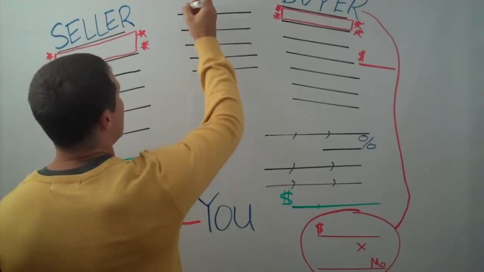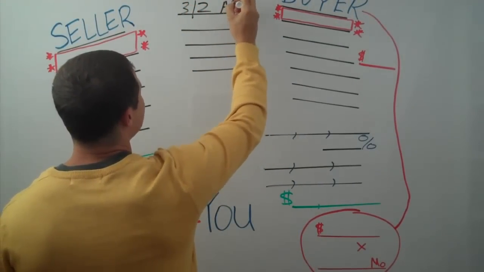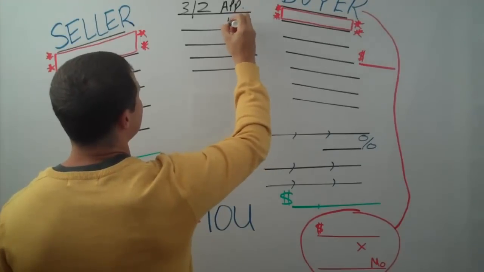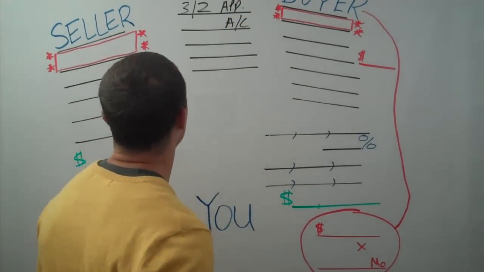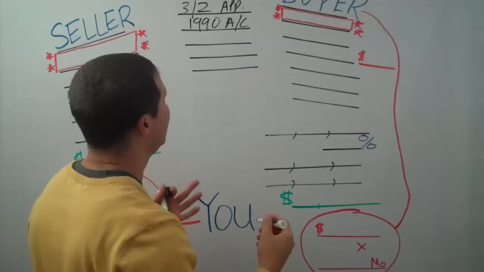Let's write this down. 3-bedroom, 2-bath mobile home. The appliances are included. It's got central heat and air to it. Let's say it's a 1990s model, and the home is clean.